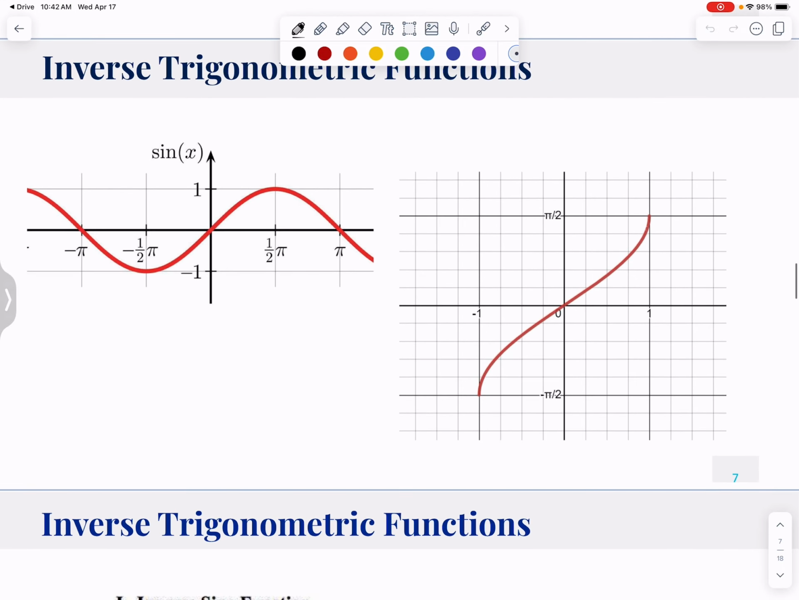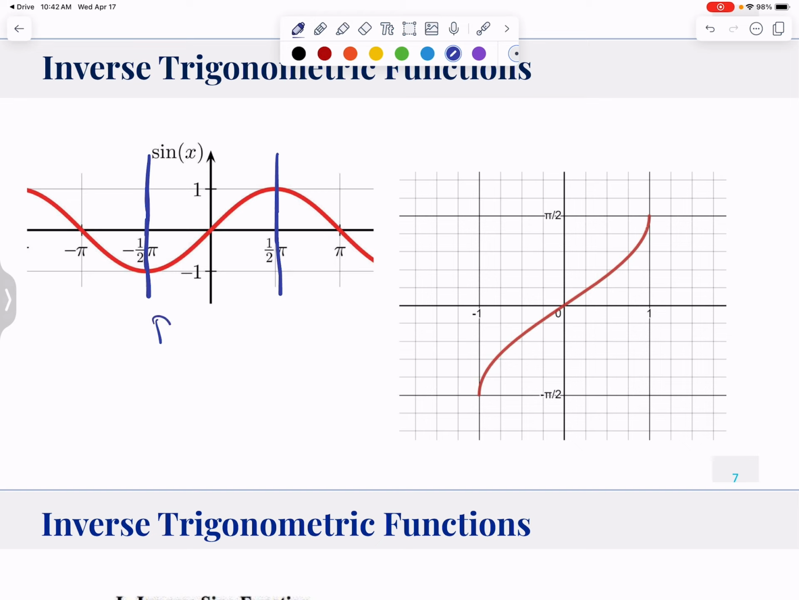Starting with the sine function, notice our sine function is not one-to-one. Therefore, because it doesn't pass that horizontal line test, there are multiple inputs for one output. We do not have an inverse function that exists as a function. The inverse is a relation. So, in order to have an inverse function that is actually a function, we restrict the domain of the sine function to negative pi over 2 to pi over 2.